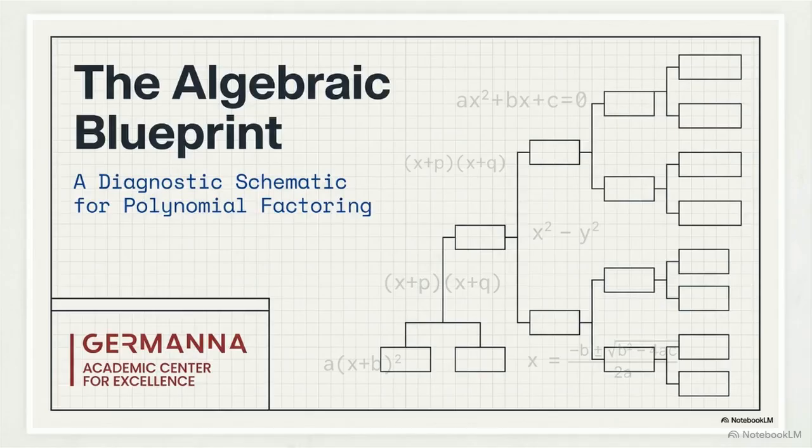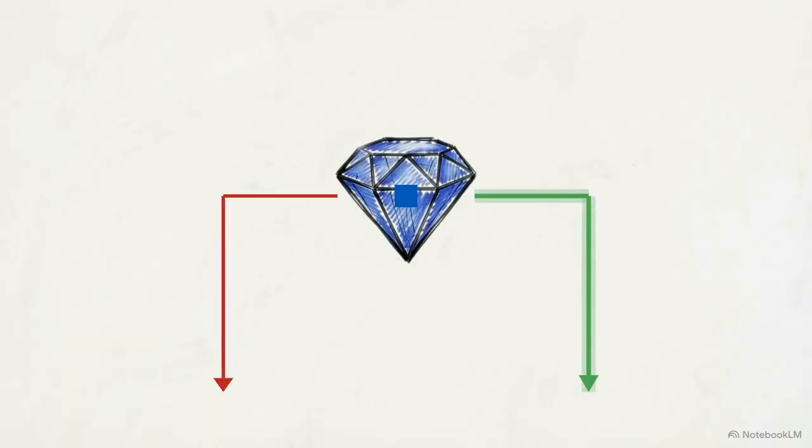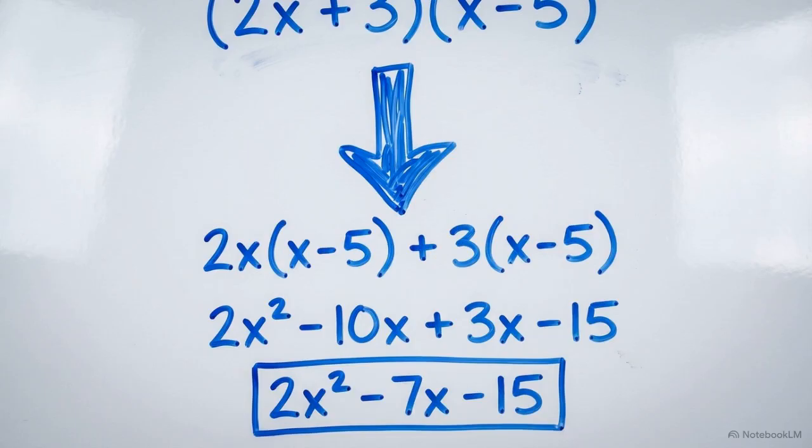There is an alternative. This flowchart, the algebraic blueprint, maps out a step-by-step diagnostic process. It uses the equation's own structure to dictate the solution. By relying on a systematic diagnostic routine, you remove the guesswork. The math itself determines the correct solution path every single time.